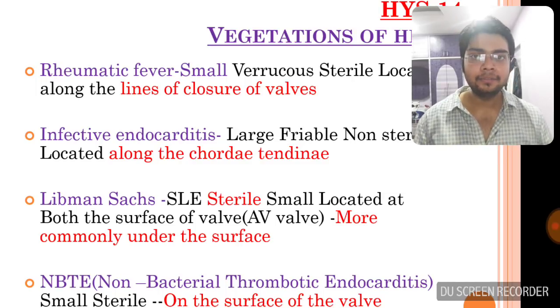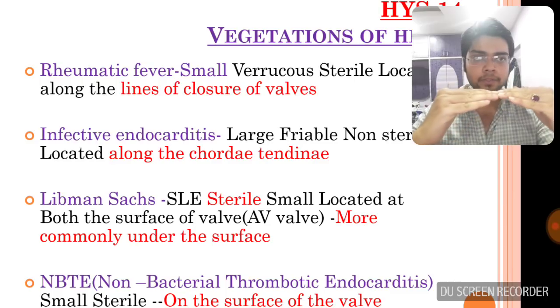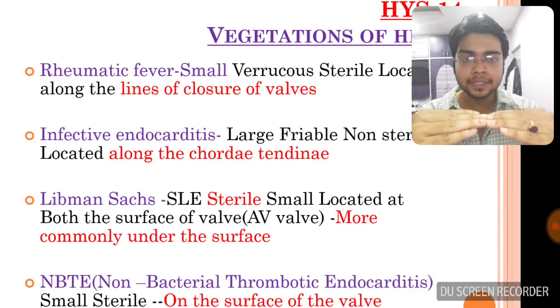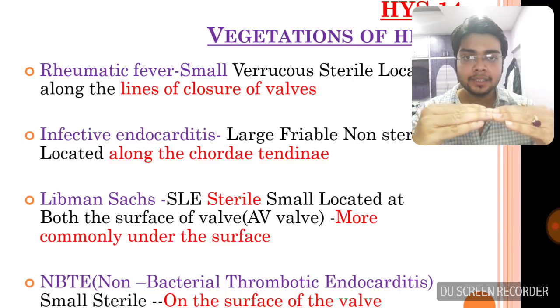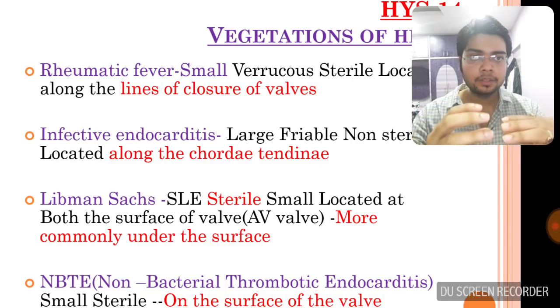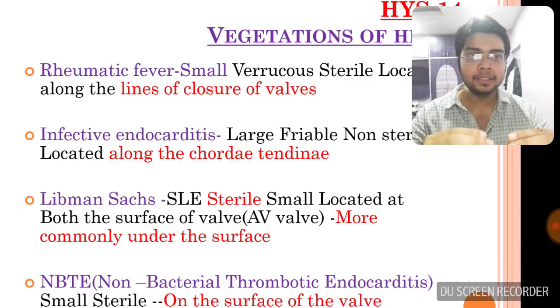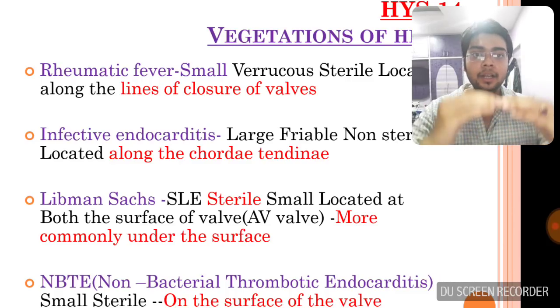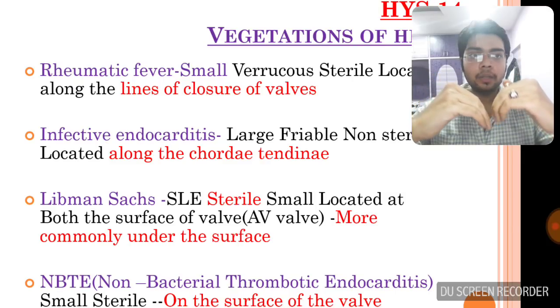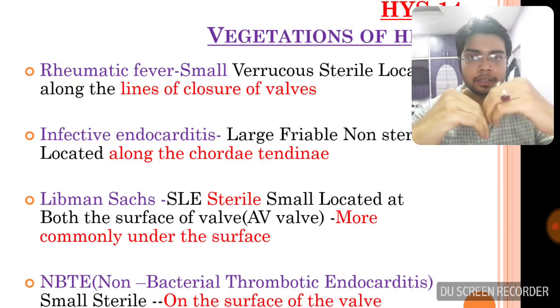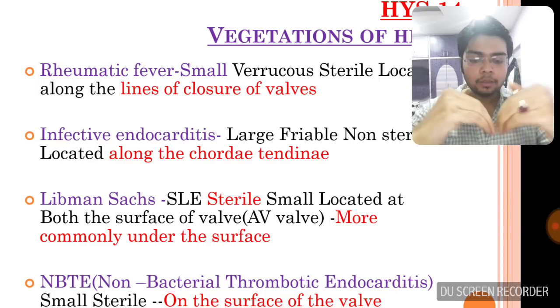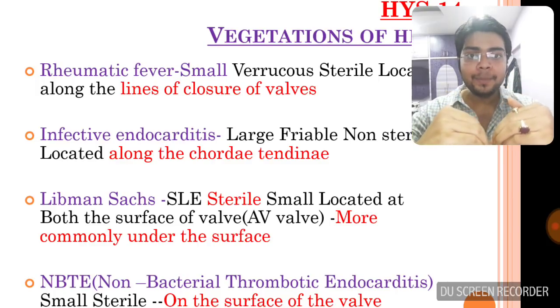Rheumatic fever, the verrucous lesion will lie along the line of closure of valves. For infective endocarditis, there will be large vegetations that will be friable, and these are non-sterile, and they will be located along the chordae tendineae. From the valve they are going along the chordae tendineae. You understand?